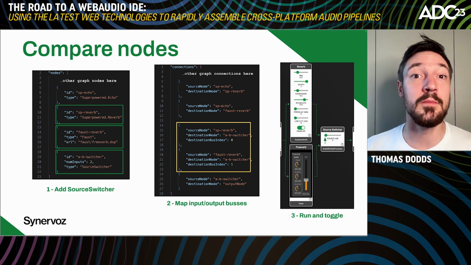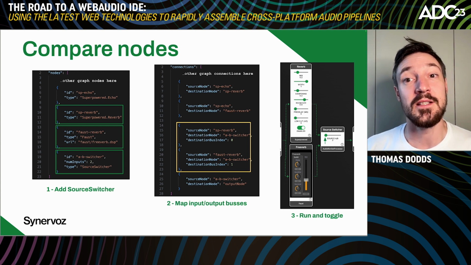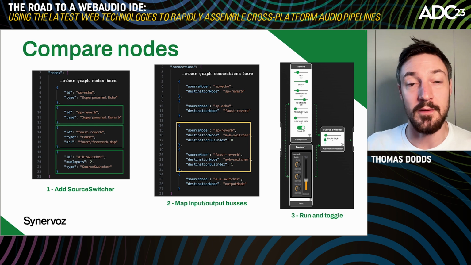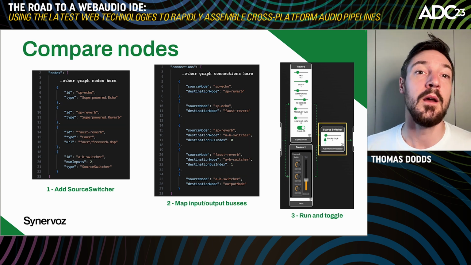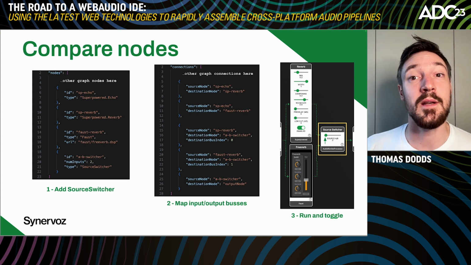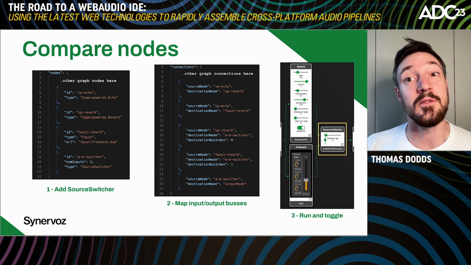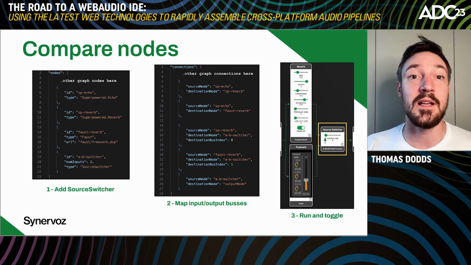We'll then create two more connections. The first connection is between the Superpowered reverb output to the first input of the source switcher node, our new node. The second connection is between the Faust reverb output to the second input of the source switcher node. These are listed as buses by index. On the right, you can see the source switcher node in action and its associated connections. Use the slider to instantly jump between the two reverb effects.